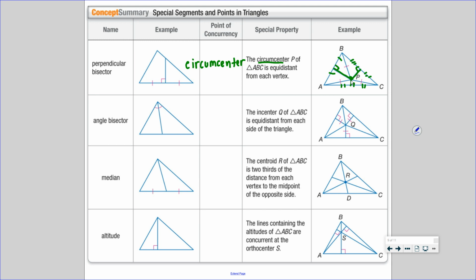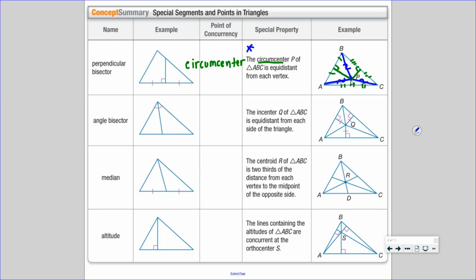Here's their special characteristic. So here's what they're showing you in the picture. From the circumcenter to each vertex, these are all equidistant. So I'll use a squiggly line. Those are all the same distance. That's their special property.